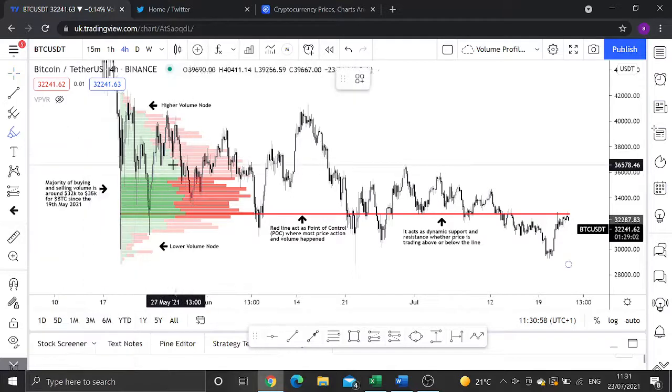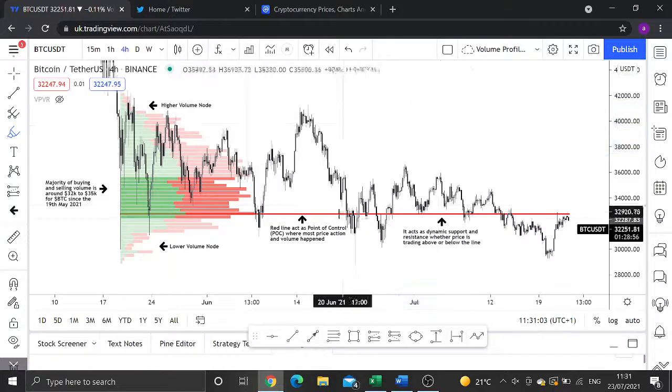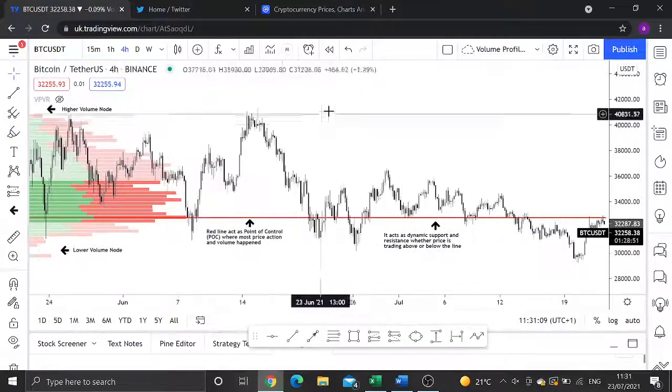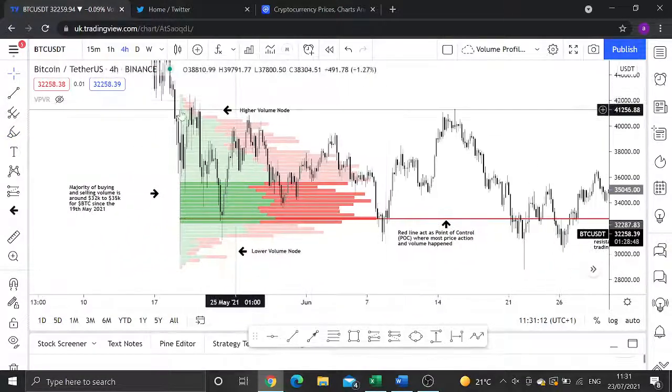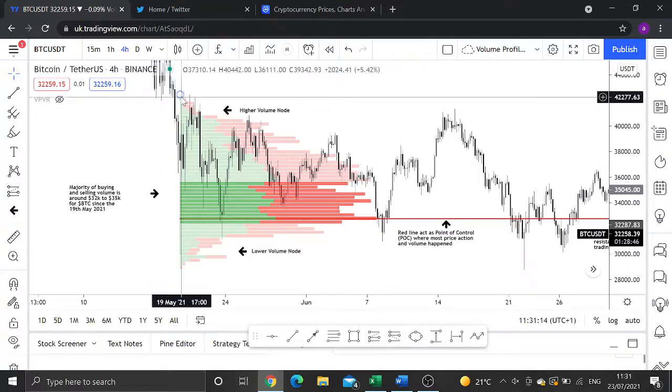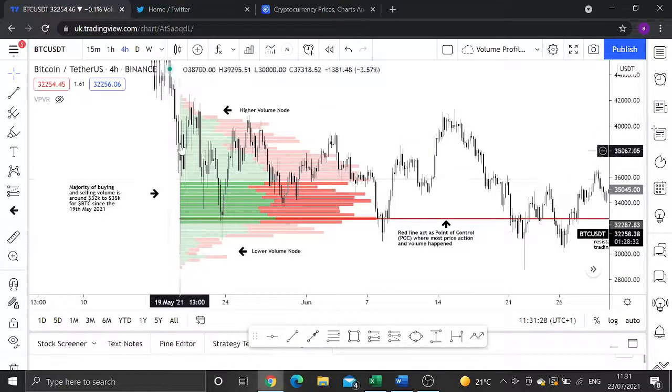Let me get a highlighter for you guys. I don't know what color that is, but anyway. So over here, the volume profile is from a specific point in time, from the 19th of May at 1 o'clock, for example. This is on the 4 hour chart; move that onto the 1 day chart, whatever you prefer. This tells me where the most buying and selling volume occurred between the 19th of May and the 23rd of July.